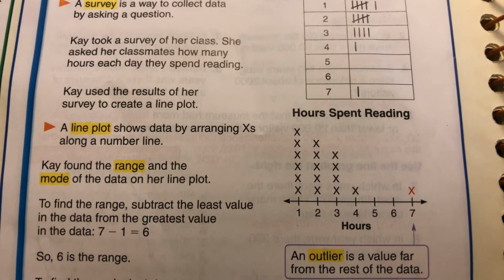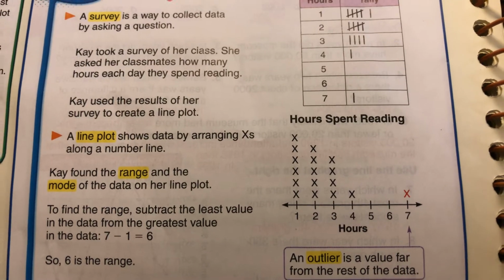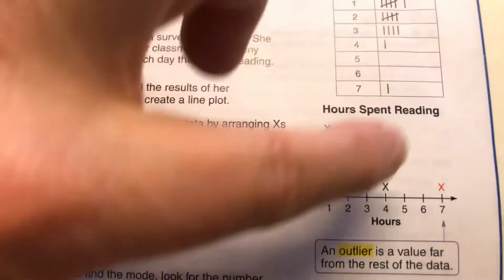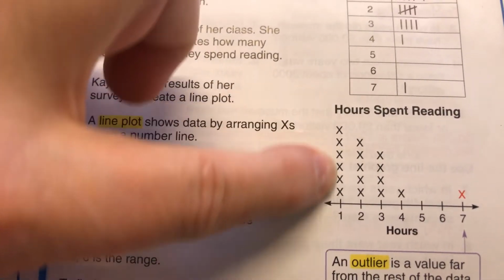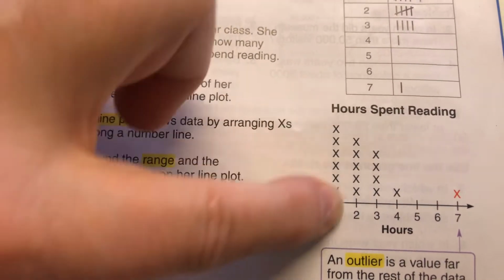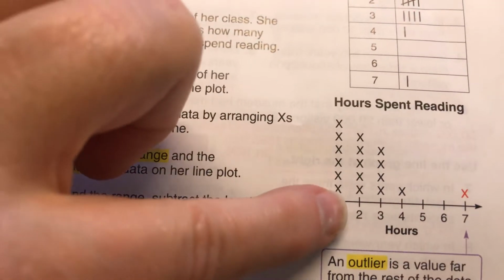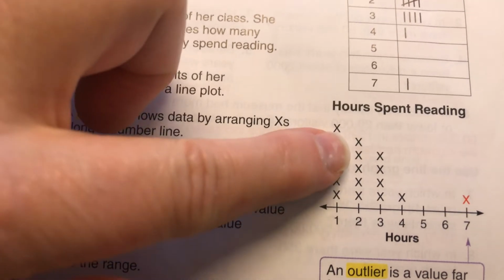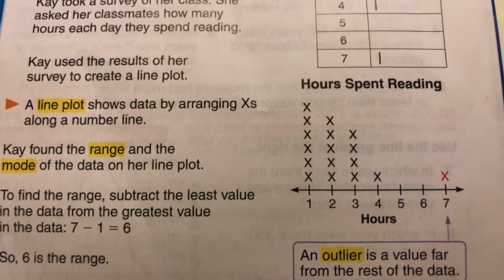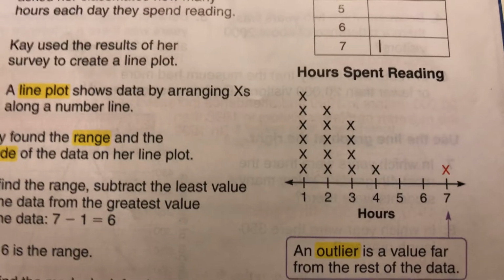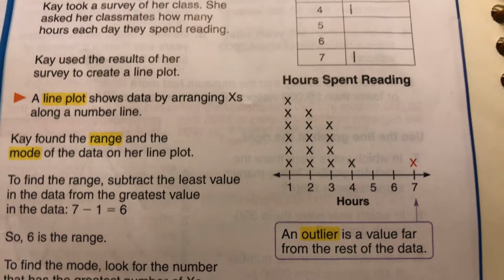Skip a line, question 2. How many students read fewer than 2 hours each day? So now we're looking for numbers lower than 2, and that would be this column. This is the only number that has a value less than 2. So there are 1, 2, 3, 4, 5, 6 X's, so therefore there are 6 students. So that's what you're going to write for answer 2. 6 students read less than 2 hours per day.